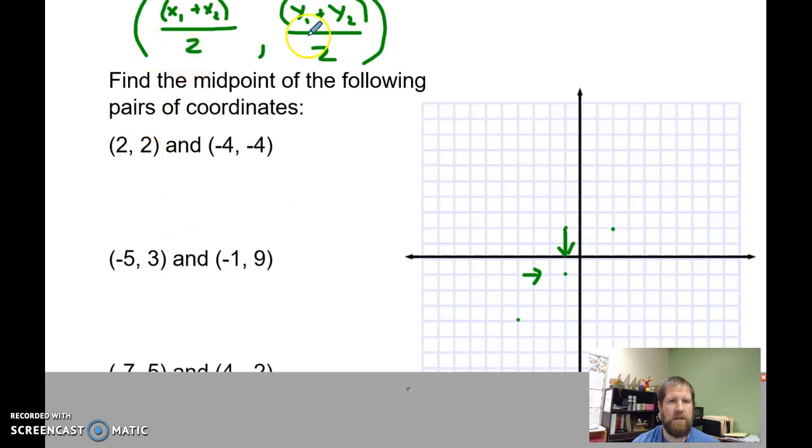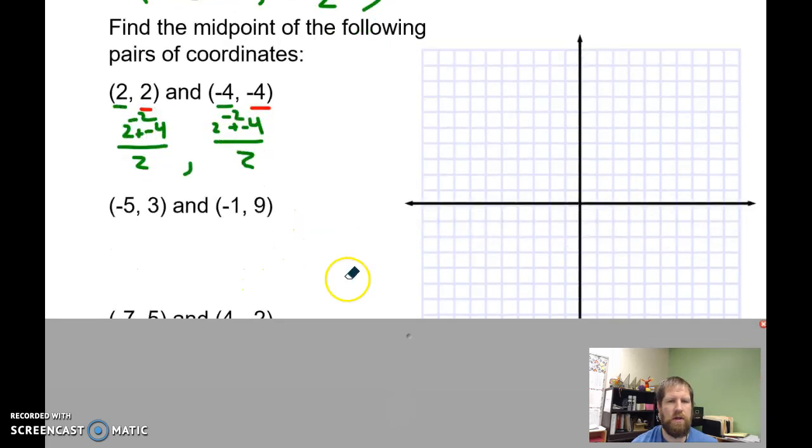All right, if I did this using my formula, I would have x value, y value, 2 plus negative 4 divided by 2, and 2 plus negative 4 divided by 2. 2 plus a negative 4 would be negative 2. Negative 2 divided by 2 is going to be negative 1 for my x value, negative 1 for my y value, and that'll give me that midpoint. Okay? All right, let's do another one.